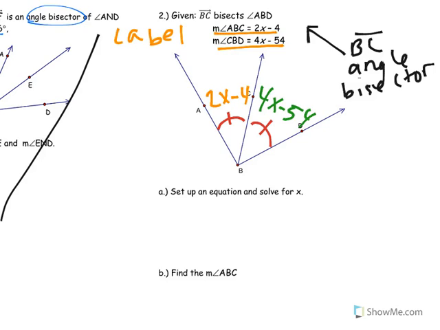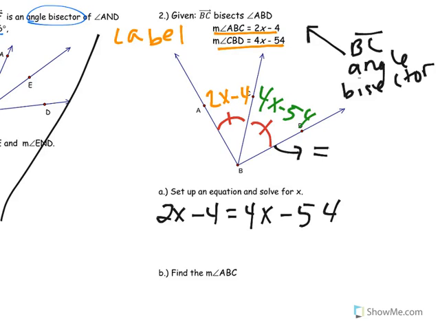Now let's start to answer the question. Notice I haven't even read the questions yet, and I've marked and labeled everything that I know into the picture. And looking at question A now, it says, like the familiar directions that we've seen, set up an equation and solve for x. So looking at the picture, what do I know about the two expressions? Well, the tick marks mean that they are equal. So this is another example where I have two parts being equal, and the equation I can set up is 2x minus 4 must equal 4x minus 54.